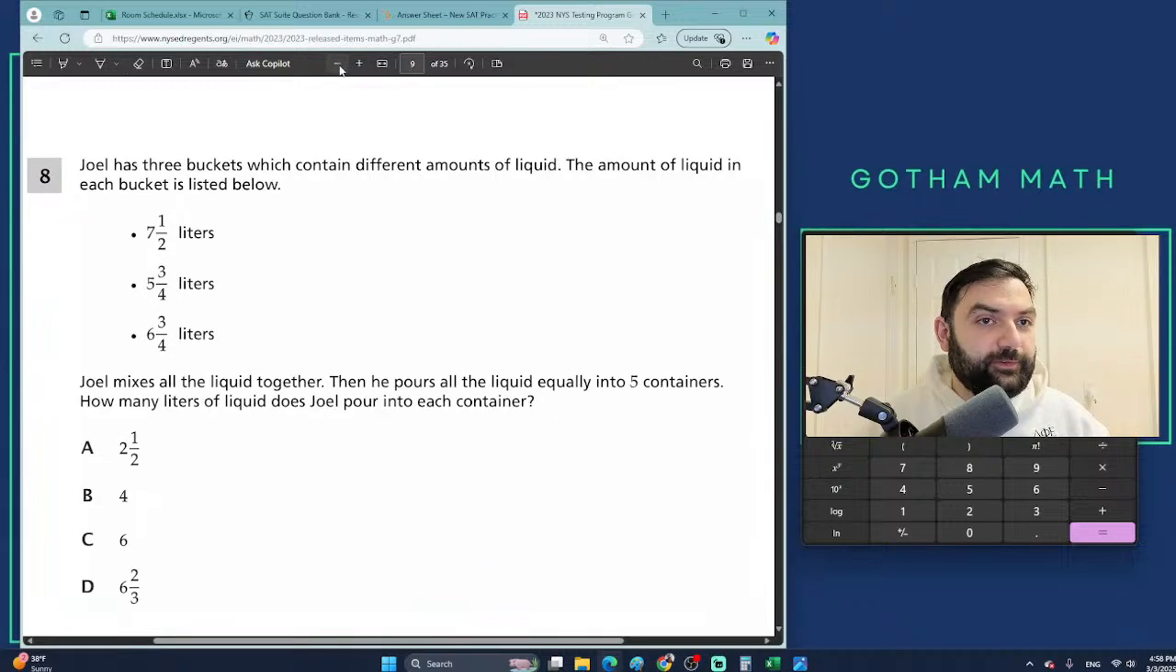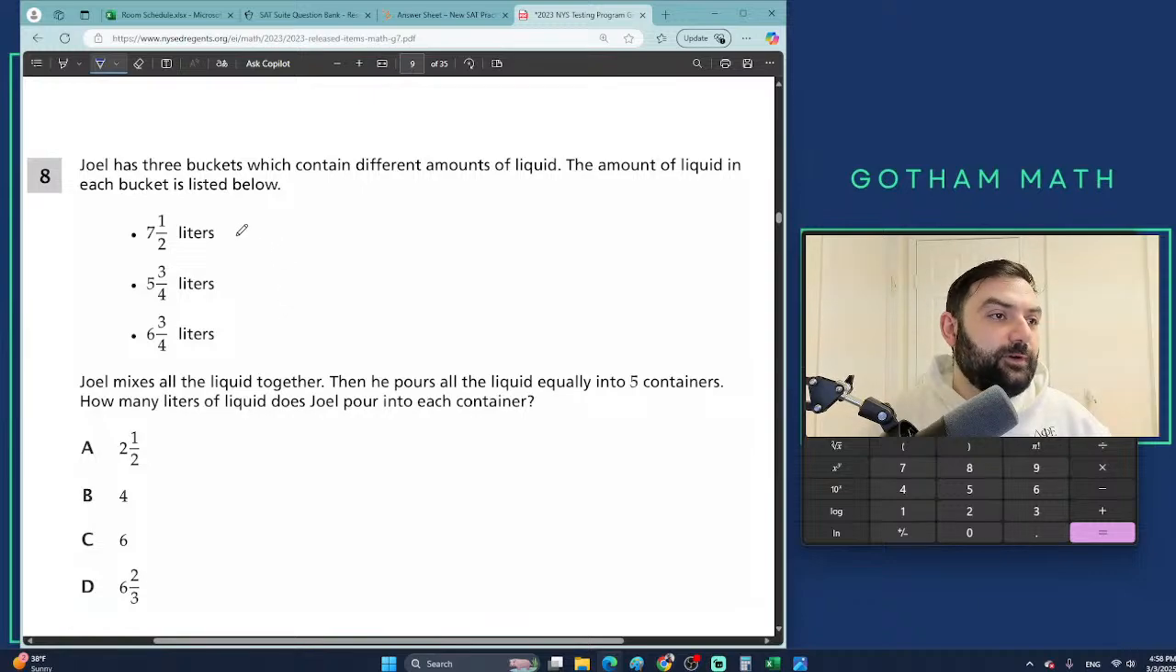Number 8. Ooh, some mixed numbers. Let's go. Joel has 3 buckets which contain different amounts of liquid. The amounts of liquid in each bucket are listed below. Joel mixes all the liquid together. Then he pours the liquid equally into 5 containers. How many liters of liquid does Joel pour into each container? There is a very, very technical way, and there is a smarter, faster way.